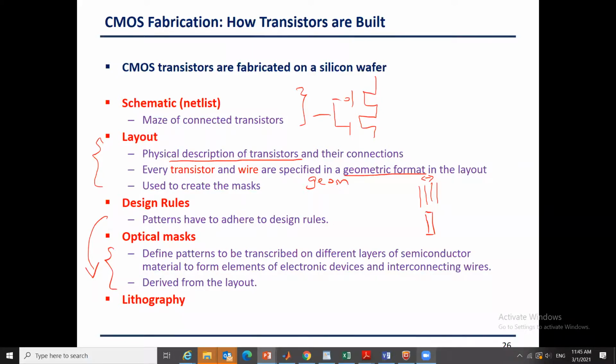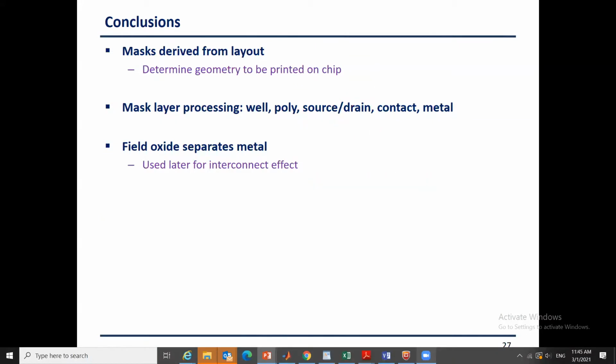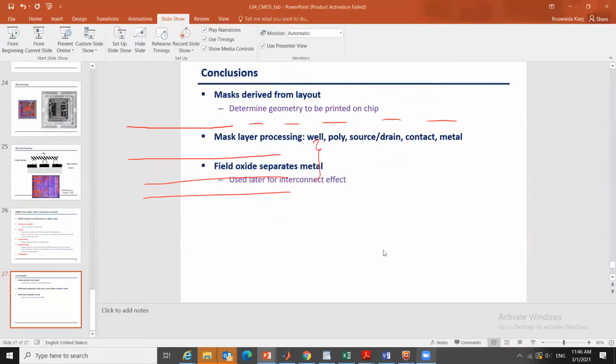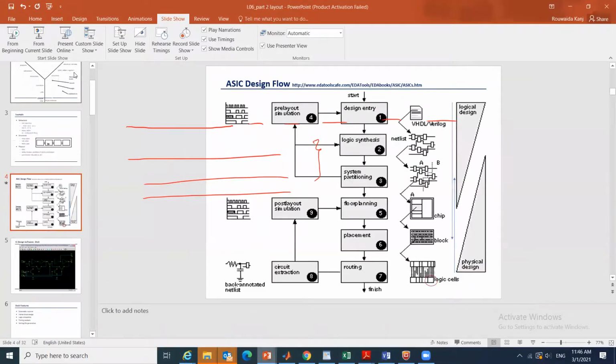So this is in a nutshell the fabrication process that we handle, and the mask layers handle the well, the poly, the source drain, the contacts, and the metal, and we use field oxide to separate the different metal layers. Great. So let us briefly jump and look into the next lecture.